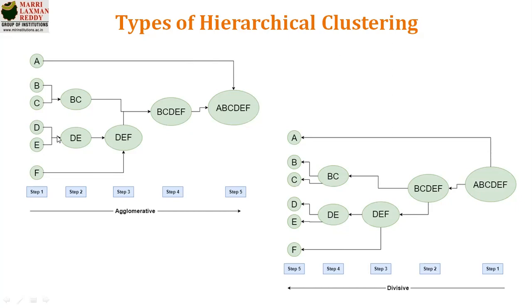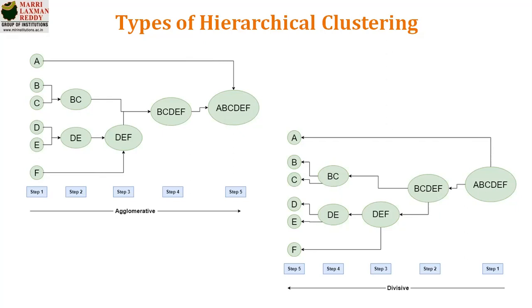Likewise, in step two, I'm combining the points which are similar and moving to step three. And again, in step three, I'm combining the value of D, E with F because that looks something similar. So likewise, I'm moving till step five and finally combining all the values at one place. This is how I am forming some cluster.